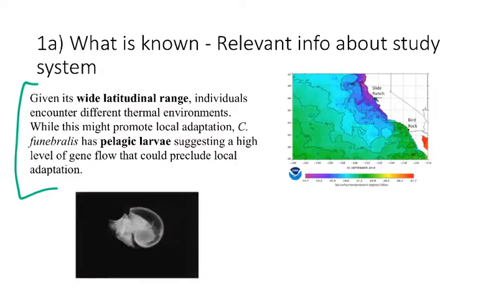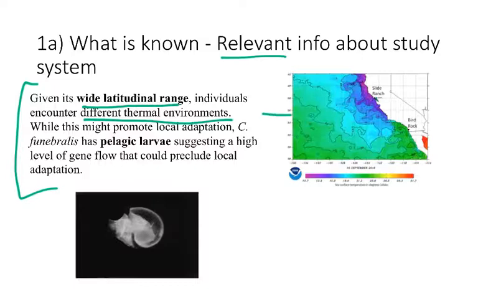So what I have in bold here, this information that this species, this intertidal black turban snail, has a wide latitudinal range, that's important for the audience member to know. It's relevant because, as we talked about in our local adaptation module earlier in the semester, the wider the latitudinal range is, the more likely a species and populations of that species are to experience local adaptation because they're more likely to encounter different environmental parameters.